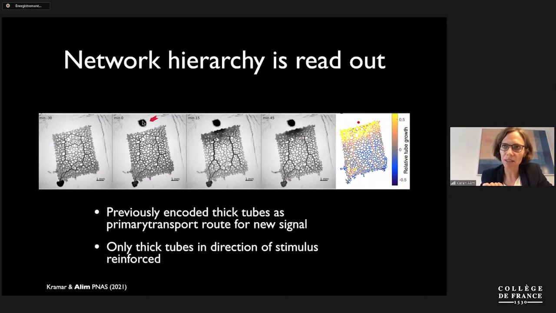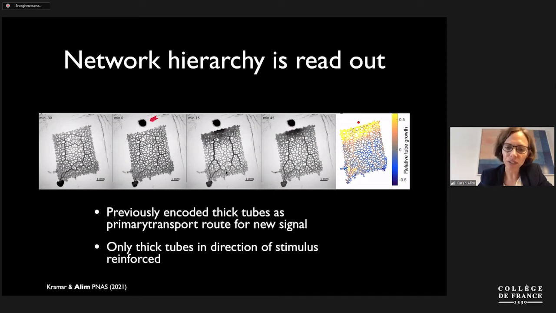sources is that there's a pattern of thick tubes being established. And so if we actually look at the initial network, we see that from the previous past of the network, there is actually an existing hierarchy of thick tubes in the network. And so we can now see if this pattern of thick tubes is actually influencing the response to the new stimulus. And indeed, what you see is that these thick tubes here grow even further due to the food stimulus, whereas those at the far rear here don't.